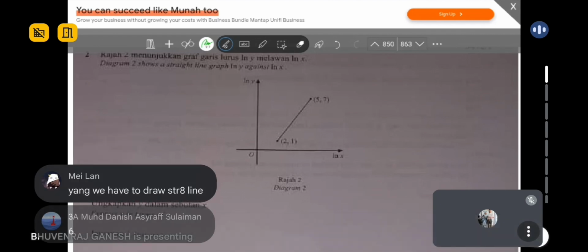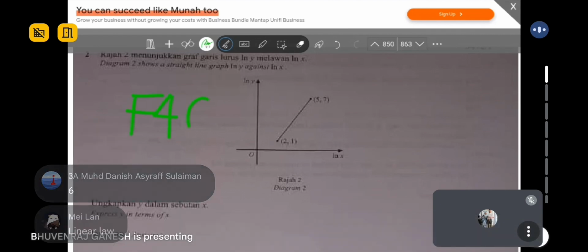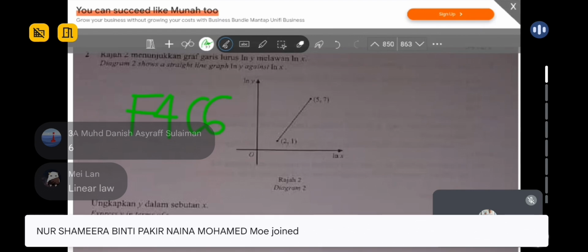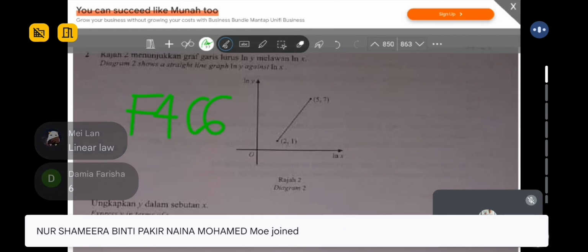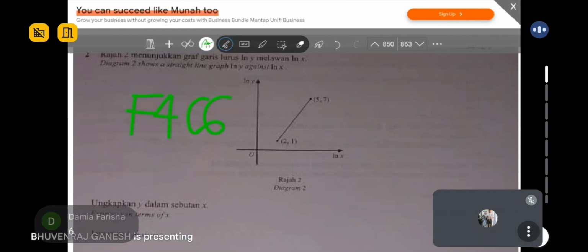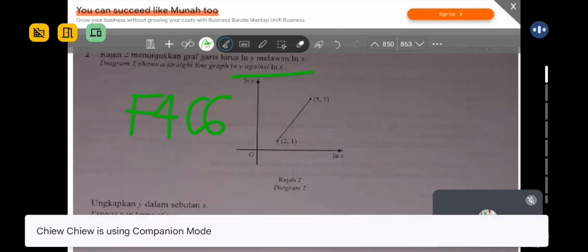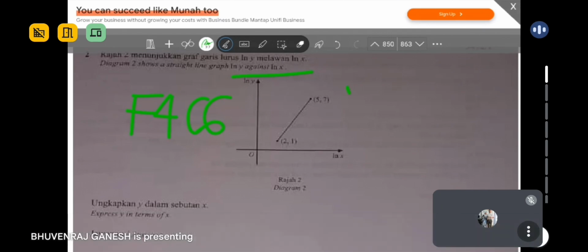Yes, very good. Linear law, guys. Form 4, chapter 6. Correct. Okay, this is Form 4, Chapter 6, Hukum Linear. Okay, so take note, graph ni adalah ln Y melawan ln X. Okay, ln Y against ln X. Okay, so you must form the equation. Okay, so you know that Y equal to mx plus C. Betul? Ini adalah rumus untuk garis lurus. The general formula for straight line.